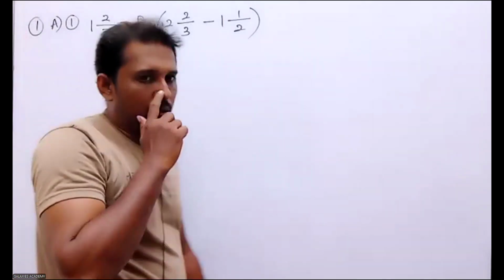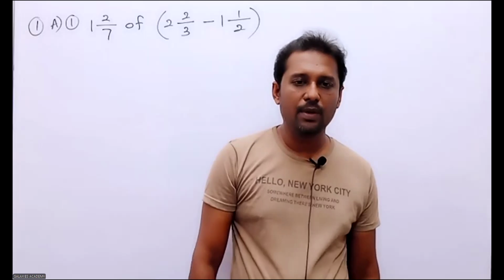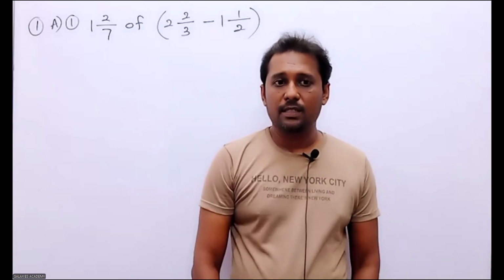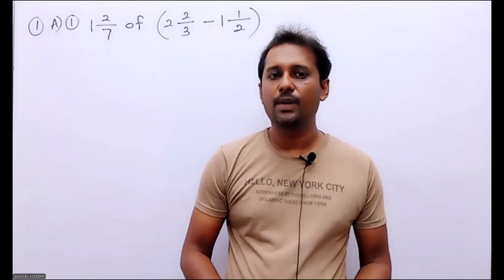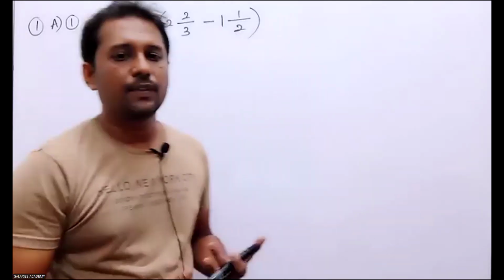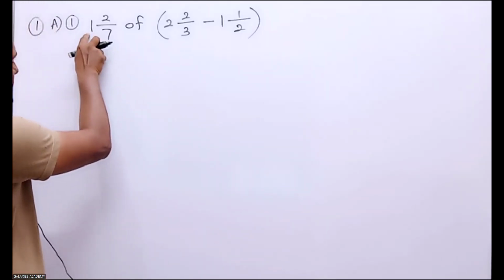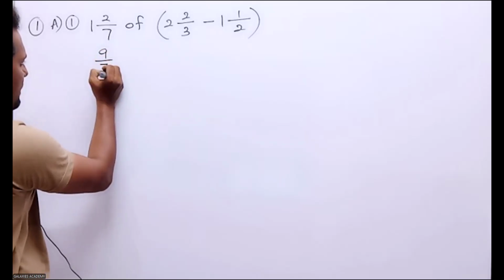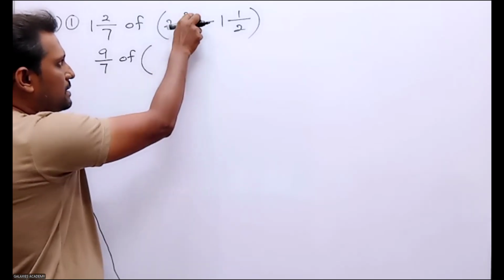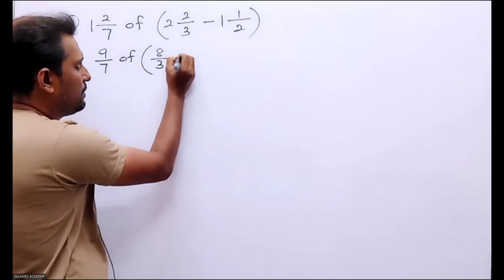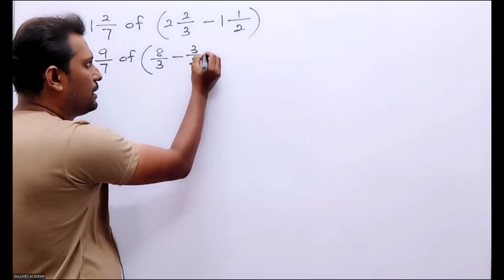There are several mathematical operations you can see here. Before doing any mathematical operation, what do you have to do? If the fraction question contains mixed numbers, first you have to convert them into improper fractions. So first I will convert into improper. 7 times 1, 7. 7 plus 2, 9. 9 over 7 of, within the bracket, 3 times 2, 6. 6 plus 2, 8. 8 over 3 minus 2 times 1, 2. 2 plus 1, 3. 3 over 2.